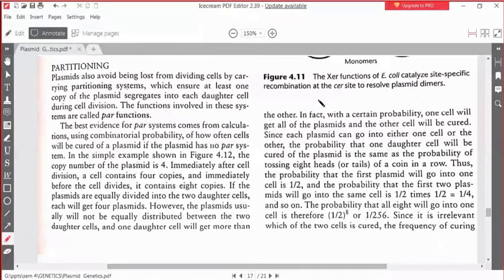In this particular video, we are going to discuss what is plasmid partitioning. Another important topic that we need to discuss about plasmid is the partitioning of plasmid.